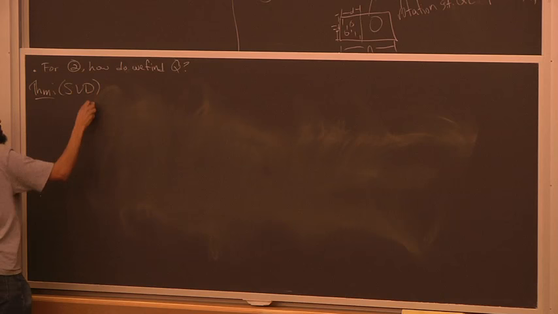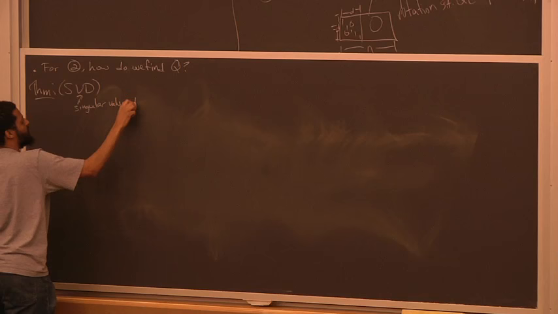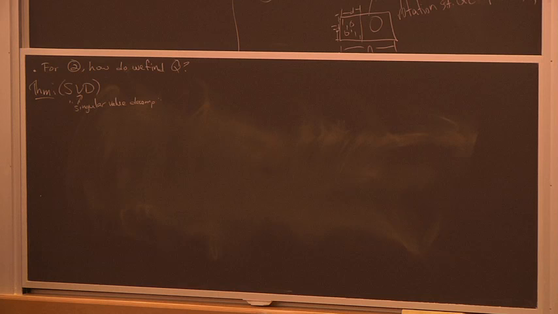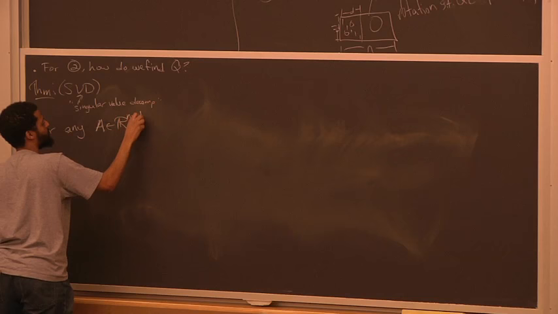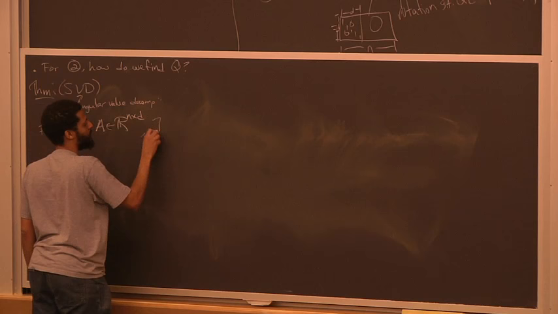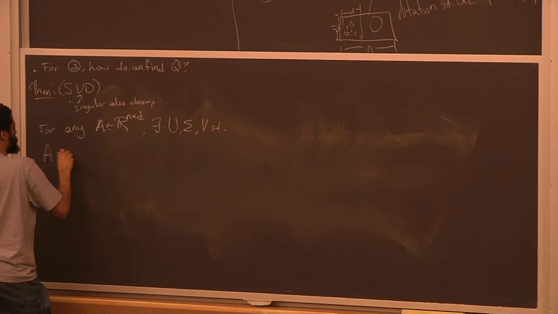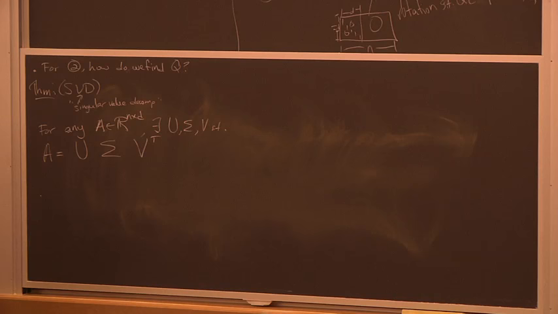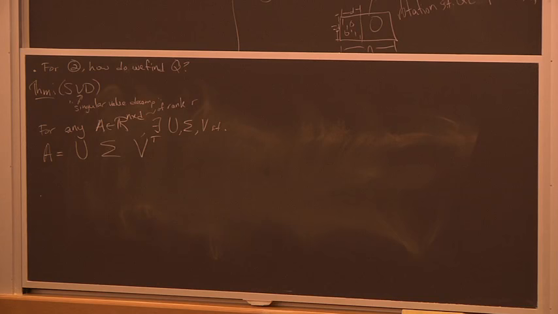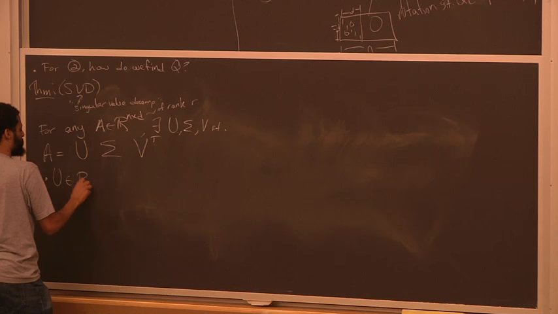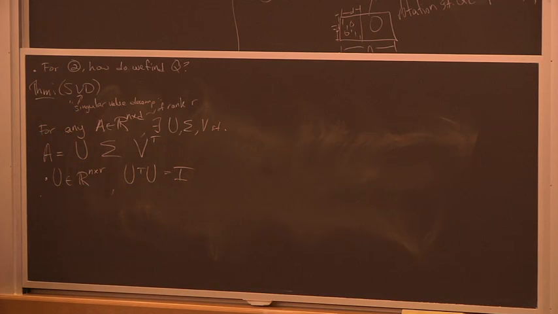It's like SVD. This stands for singular value decomposition. Who's heard of the SVD? Just okay. It says that for any real matrix A, of rank R, there exist U, sigma, V such that A is equal to U sigma V transpose. So A is an n by d matrix of rank R. You can write A as U sigma V transpose where U is an n by R matrix such that U transpose U is the identity. In other words, U has orthonormal columns. The columns of U form an orthonormal basis for the column space of A.